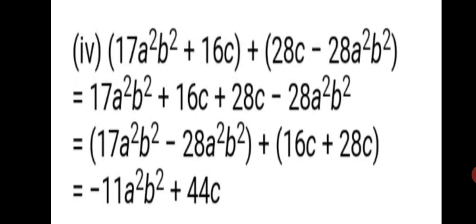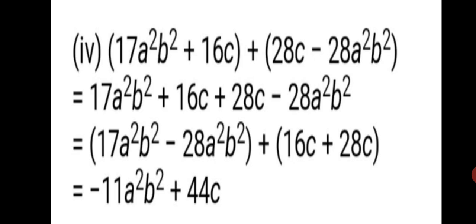Fourth sum. 17a square b square plus 16c plus 28c minus 28a square b square. Now though we have squares here, you need not worry if they are both the same, like a is raised to the power of 2 and b is raised to the power of 2 in both the terms, then you can group them together. So our first step would be to open the brackets.